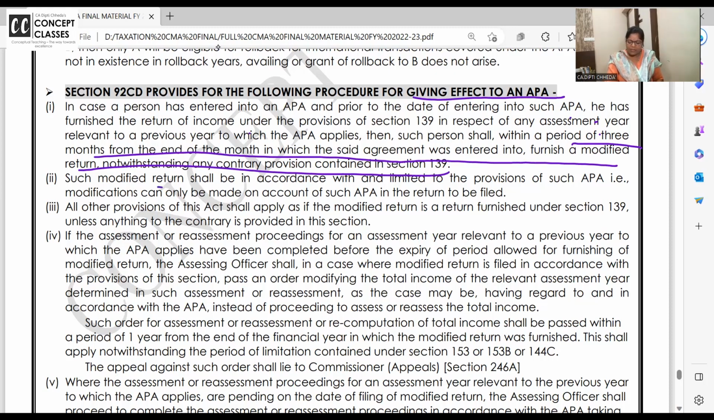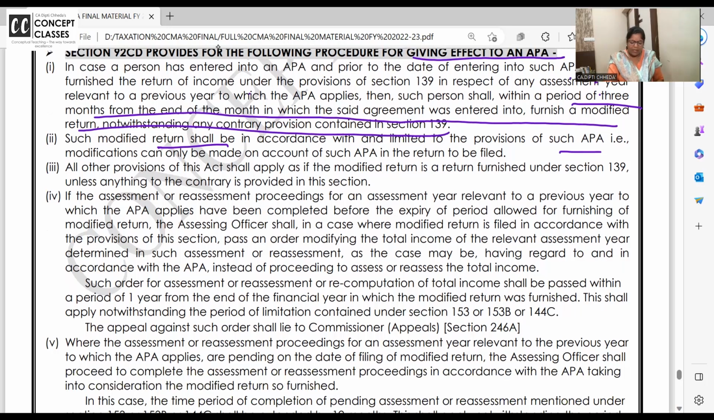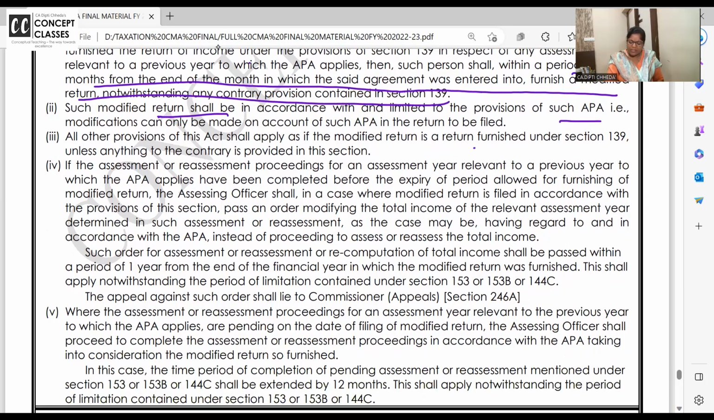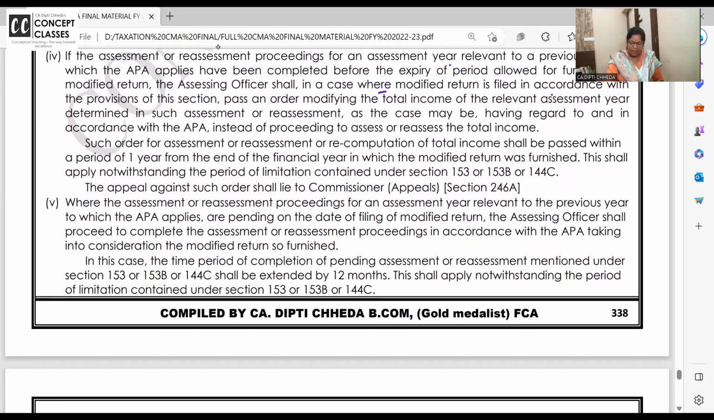This will be in accordance. Modified return तो APA के हिसाब से होगा क्योंकि APA valid है. Other provisions shall apply as if modified return is furnished along with 139. If assessment or reassessment of previous year which APA has completed before expiry, the AO in case modified return is filed, pass an order modifying the total income. ठीक है. So modified return will be valid. Where assessment of any previous year to which APA applies is pending and date of modified return, the AO shall proceed to complete.